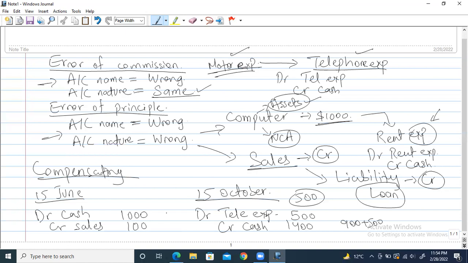This is basically called compensating errors, where one error is compensated by another entry within the year. So the trial balance obviously will not know what's happening over here. At the end of the year, it will show everything is correct.